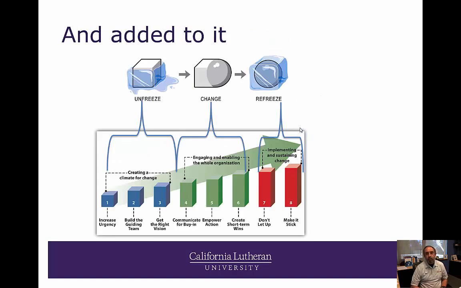Well, Kotter said there's more to it. He said that in the unfreezing stage, you've got to create a climate for change. You have to increase the urgency through a compelling future vision or a negative perspective on if we don't change, this is what it's going to look like, right? You get your guiding team together, which is the ones that are going to be your strategy developers, and you get the right vision nailed down. It has to be, again, SMART goals, great, specifically what is it going to look like, how are we going to be better as a result.